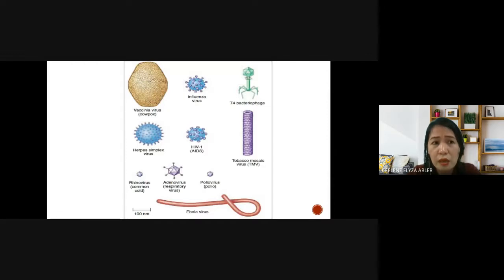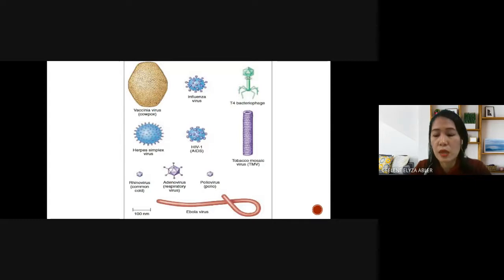Until now we don't really have a cure. Although there is supposedly a vaccine for this now, which is still in trial, and already being tested. Their favorite testing ground is Africa, I don't know why. So that's about viruses. If you want to know more, it's a different branch of biology. It's not clear if it's under biology, although it's under microbiology.